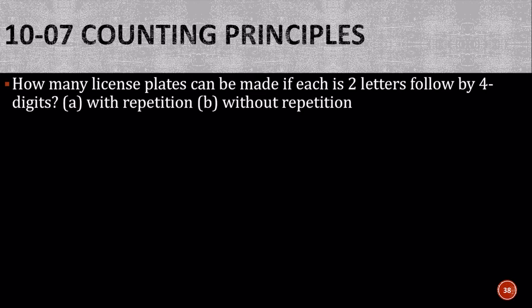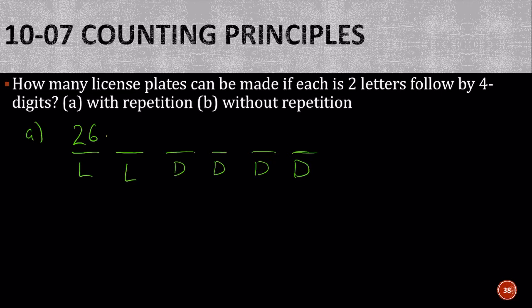How many license plates can be made if each is 2 letters followed by 4 digits? Part A, with repetition. All right, so we have 2 letters and 4 digits. With repetition, there are 26 letters, so my first letter could be anything of 26, second letter could be anything of 26. But there are only 10 digits, 0 through 9, so we'd multiply all those together and get 6,760,000.